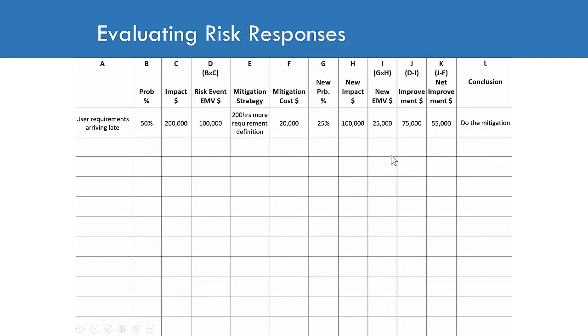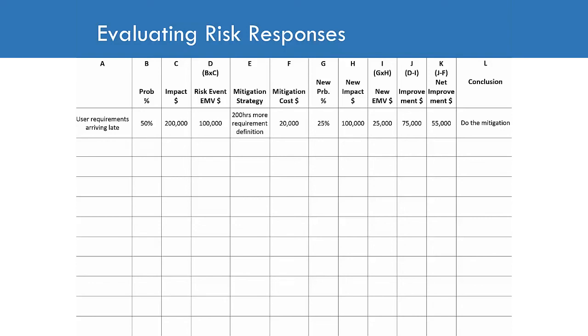Now, another question I have for you is, what if after we went through this arithmetic, the net improvement was a negative number? Say the net improvement was minus $5,000. Would you do the mitigation? Well, it depends on your risk tolerance. If you're risk neutral, you may say, no, it's not worth it. We'd be spending more than the amount that we would be reducing the risk.